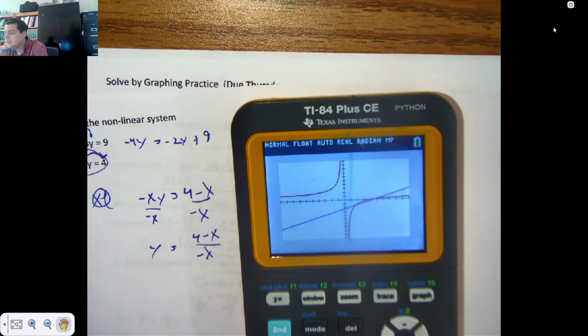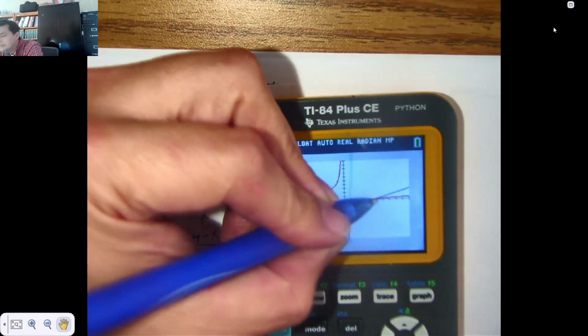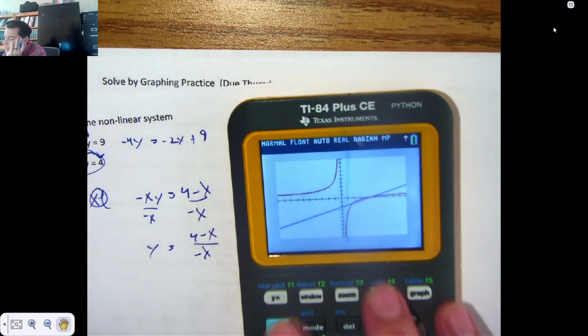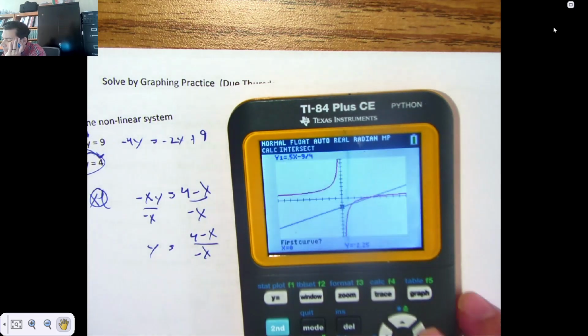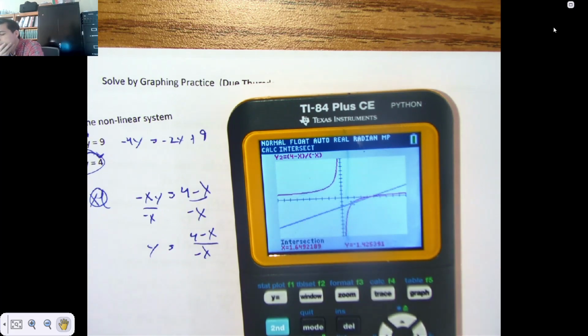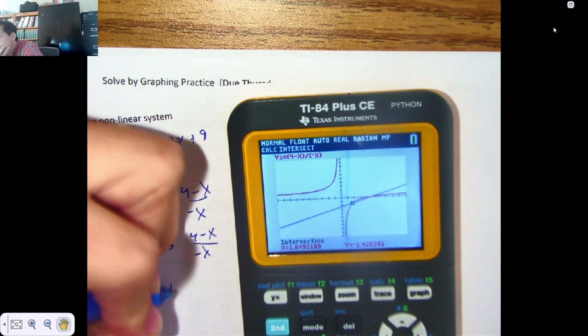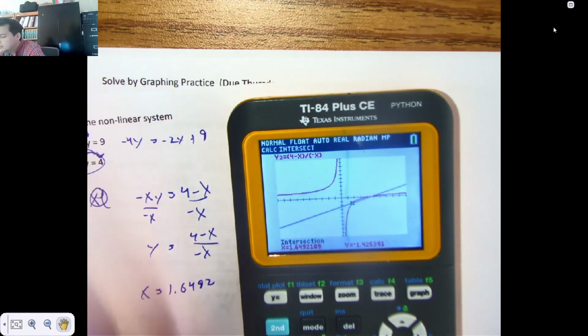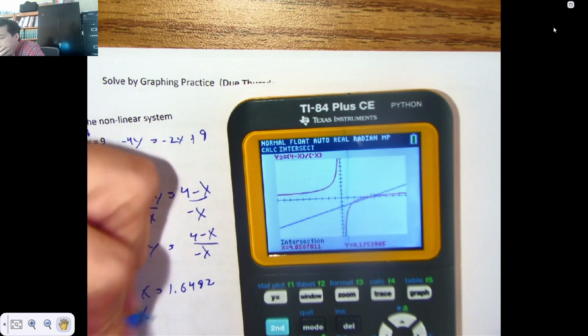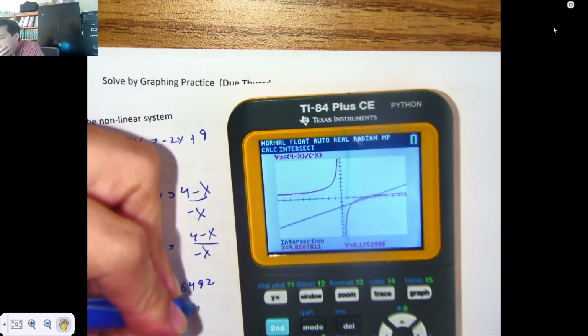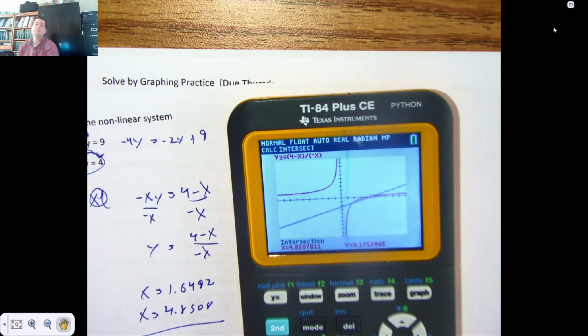And all we're doing is looking for equality, which happens there and there. So second trace 5 for intersect. Get close. Enter 3 times. One of my x values is 1.6492. Second trace 5. Get close. Press enter. Enter, enter, enter. And the other one is 4.8508. There's your two answers.